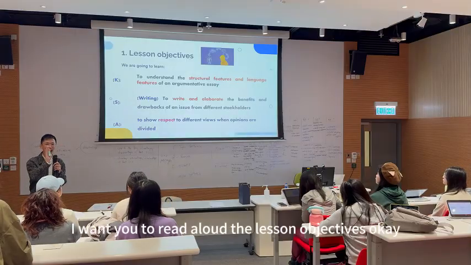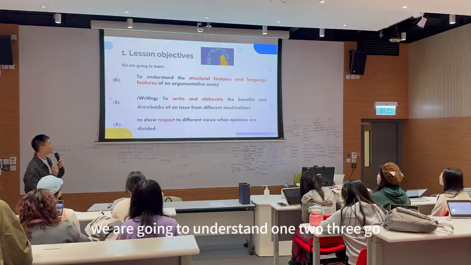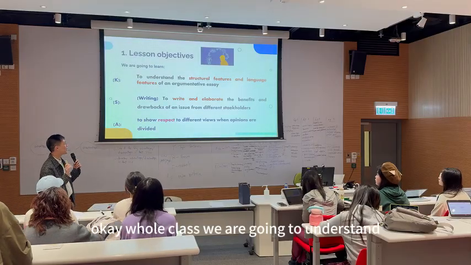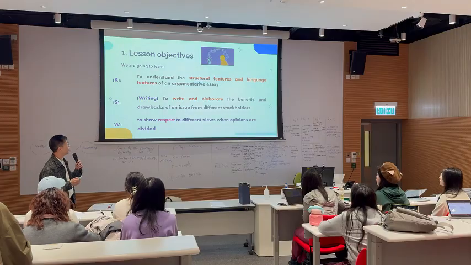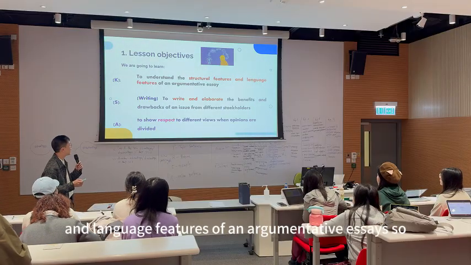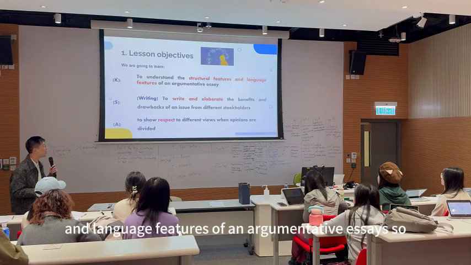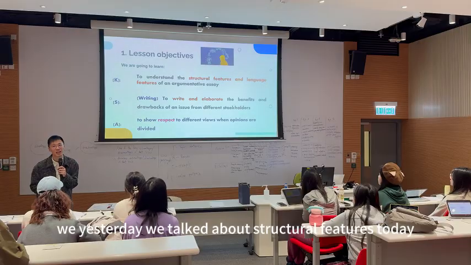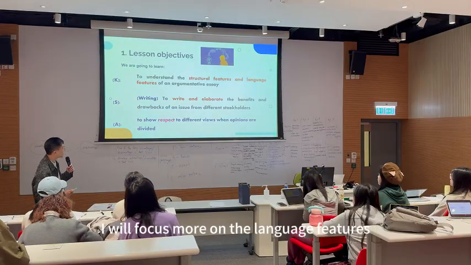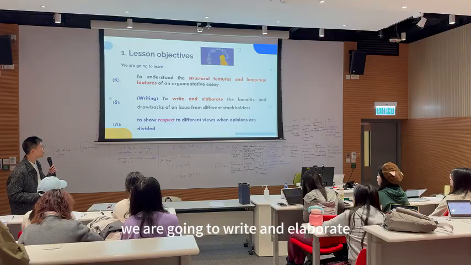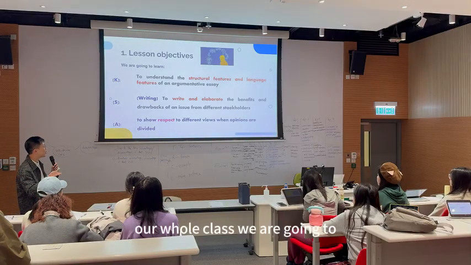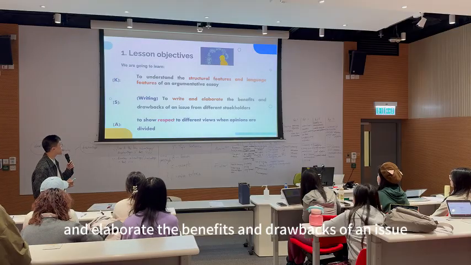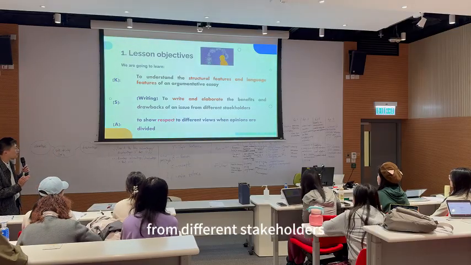I want you to read aloud the lesson objectives. We are going to understand, 1, 2, 3, go. Whole class, we are going to understand the structural features and language features of an argumentative essay. So structural features, yesterday we talked about structural features. Today I will focus more on the language features. We are going to write and elaborate the benefits and drawbacks of an issue from different stakeholders.